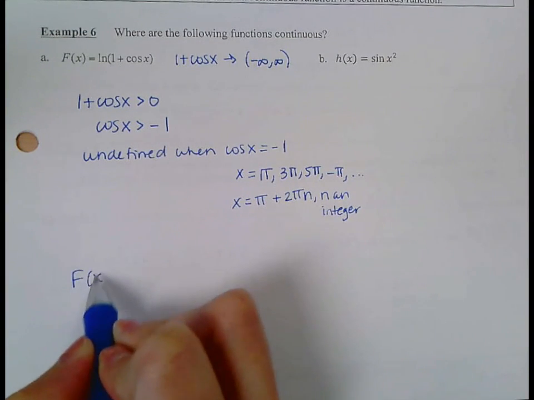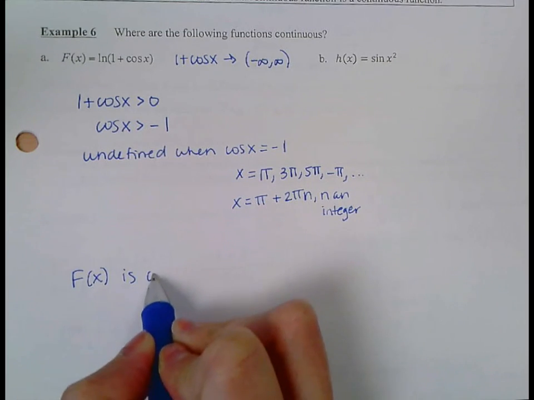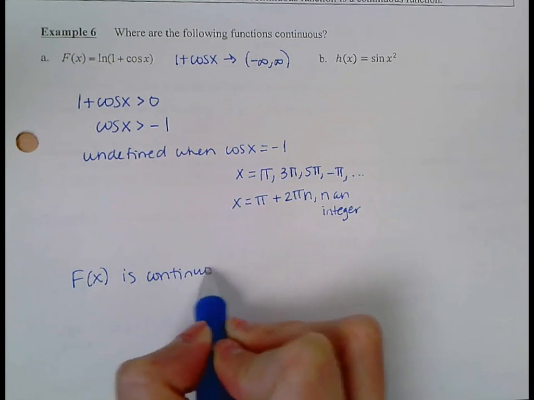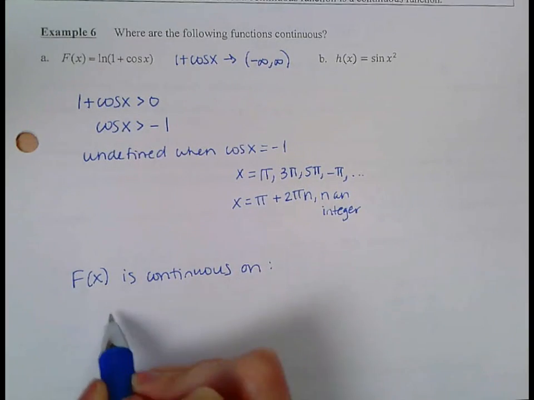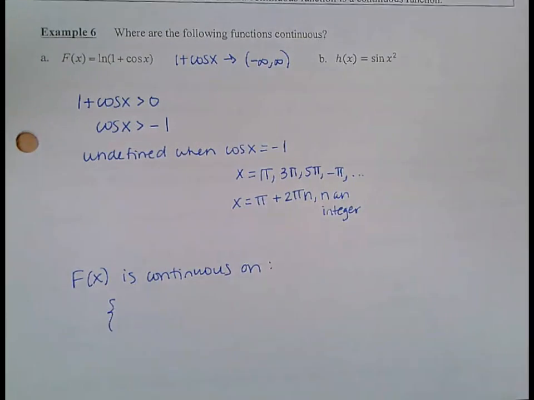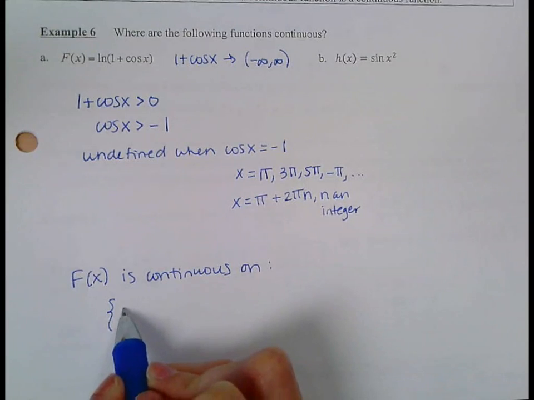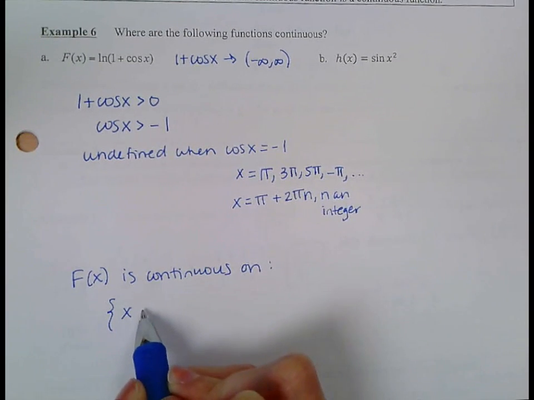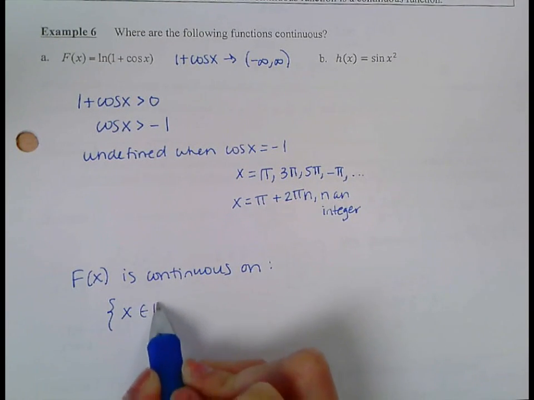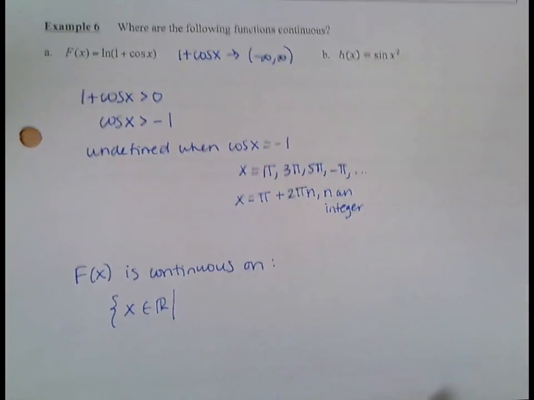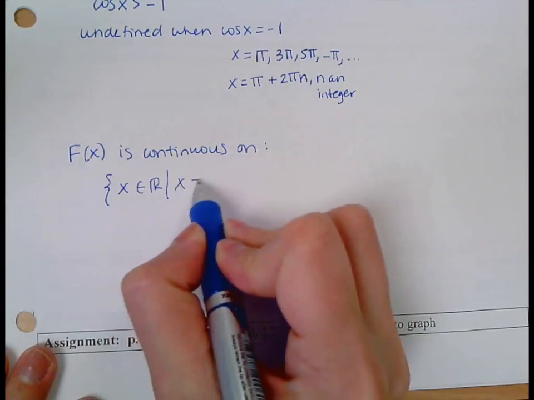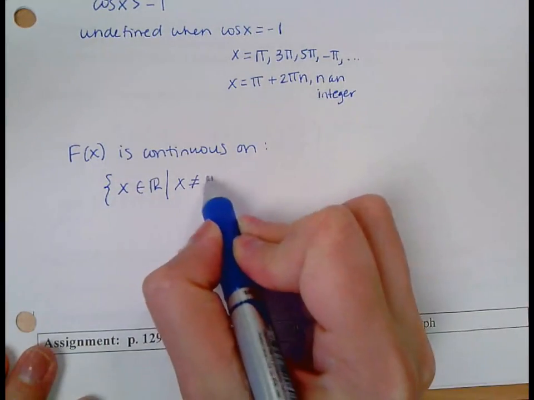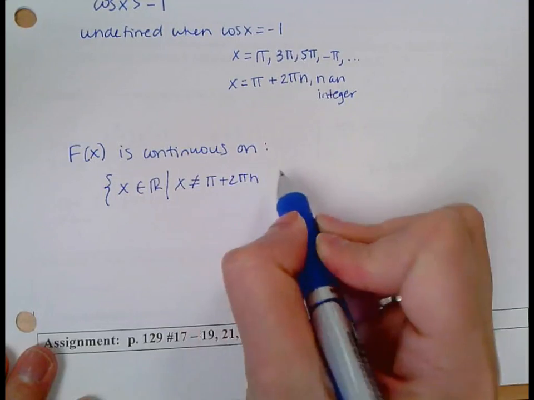I'll say f of x is continuous on, and I'll write this in set builder notation. So the set including x. You could specify x as an element of the real numbers, but we only work with real numbers in calculus. So x such that x doesn't equal pi plus 2 pi n.